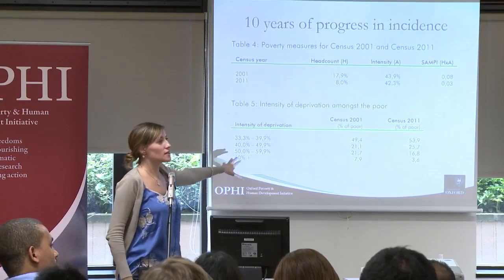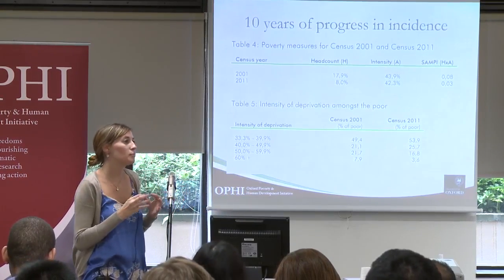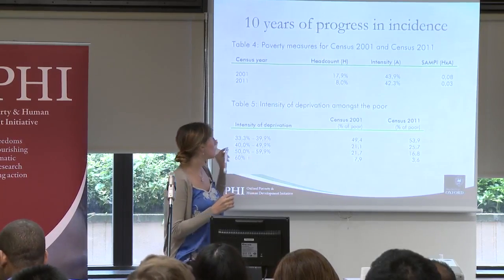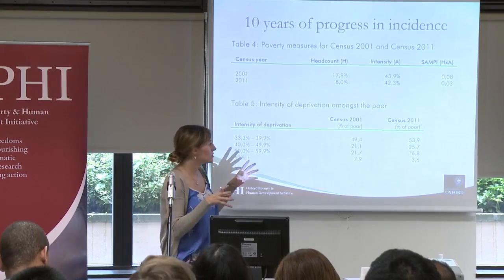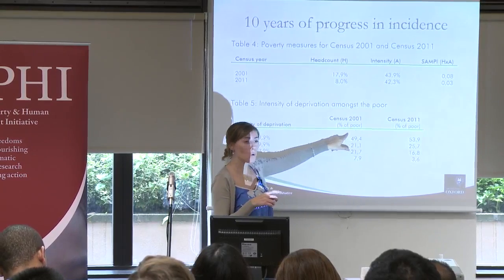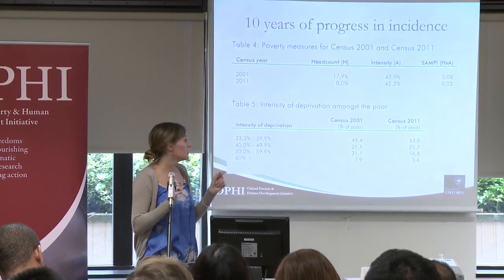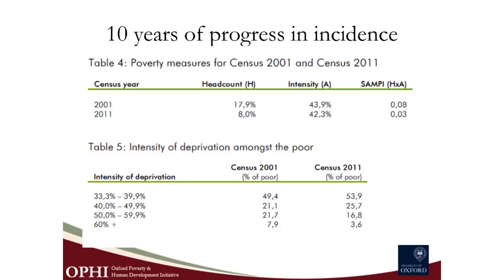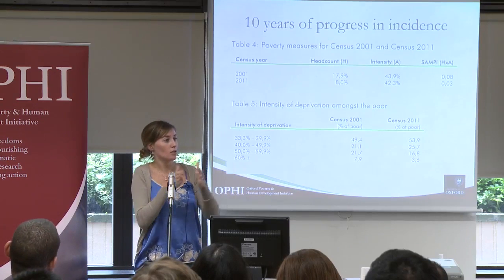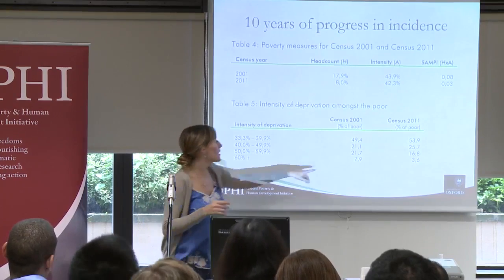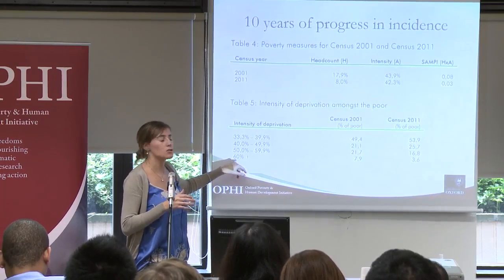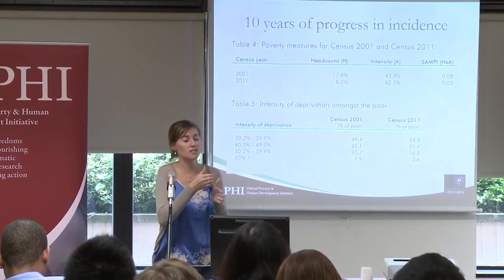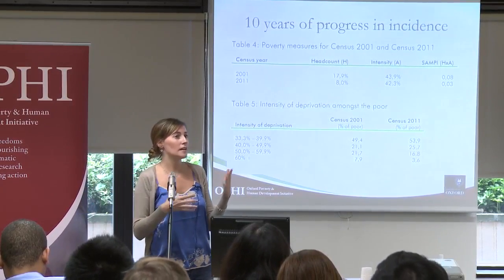And this is also a very interesting table, because here what they are presenting is the proportion of people who are poor that fall into each of these groups of intensity of deprivation. So how do we read this table? For example, here what they are saying is that in 2001, almost half of the poor, 49.4% of the poor, were deprived in 33.3 to 39% of the total weighted indicators. And around 8% of the poor were deprived in more than 60% of these 11 indicators that they have in the SAMPI.